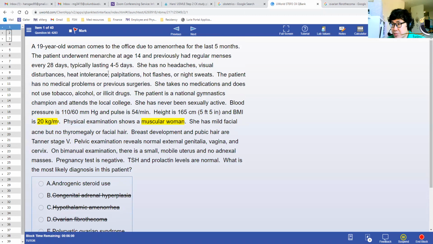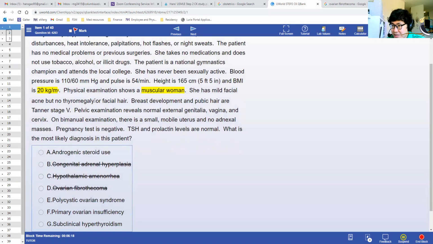PCOS, she's more likely to be overweight in that case, and it seems like she doesn't really have a lot of the other findings we would suspect, such as glucose resistance and all that stuff, or acanthosis nigricans. It doesn't specifically say that in the question, but I'm pretty sure this won't be it. If she had it, they would mention it in the stem.